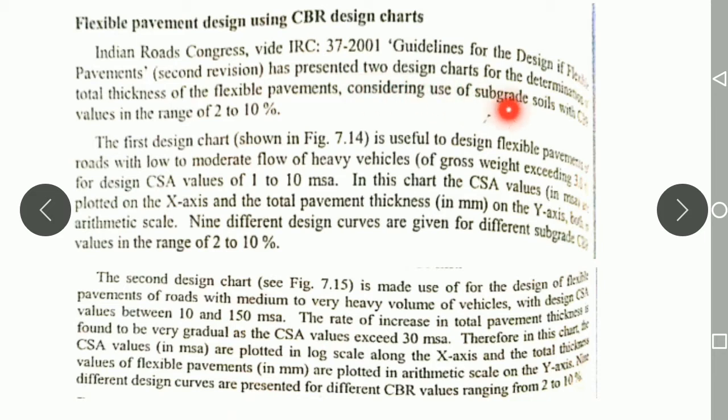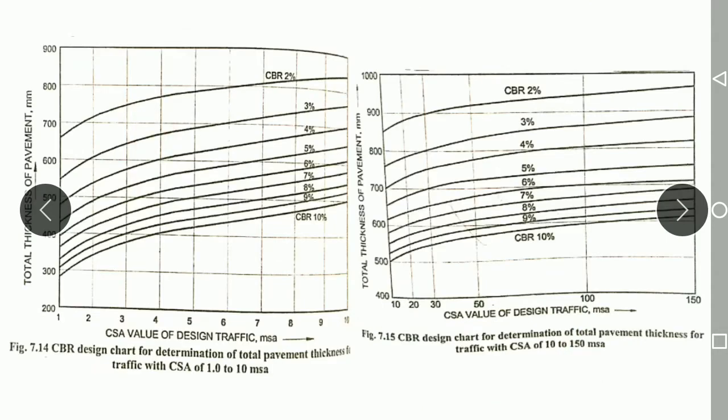The subgrade soil with a CBR value, along with the traffic range or CSA value, that is the cumulative number of standard axles. The CBR value range between 2 to 10% only is considered in this design. Now we will come to the two charts. I will explain in the chart itself. You can see here, these are the two charts we are going to use for designing this flexible pavement. Clearly observe this chart.